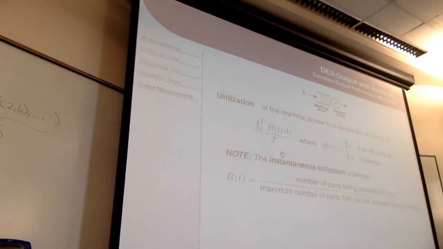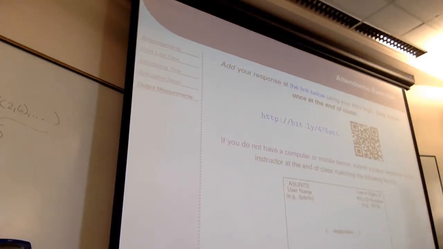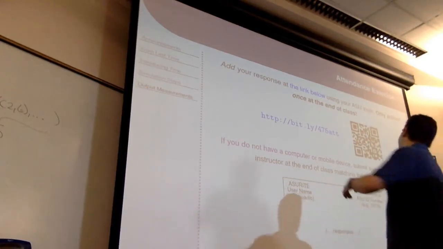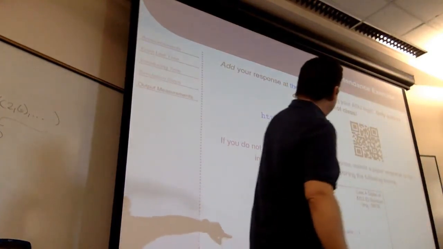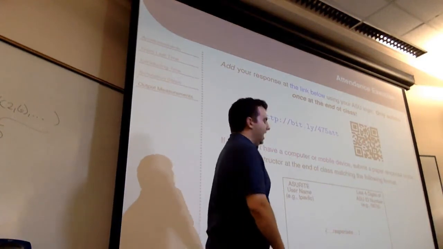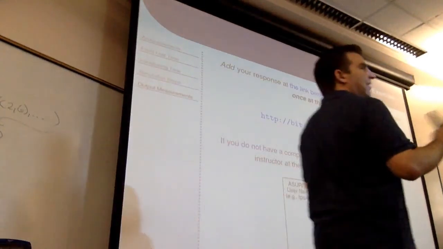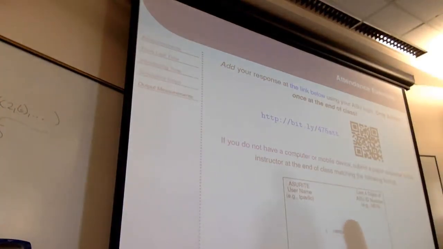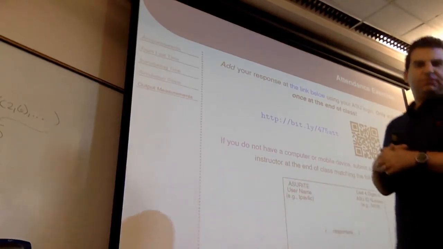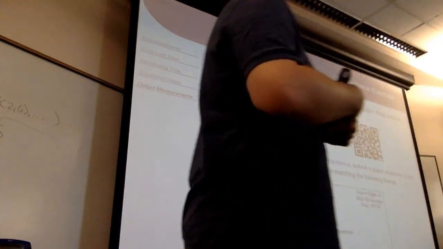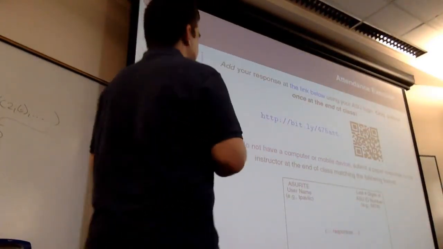So let me do an attendance question. Use the link, or if you don't have a computer, you can bring up a piece of paper. The attendance question today is: if I'm just viewing in terms of durations, if activities are the input of a simulation, what are the output of the simulation? And that's all I've got for you.